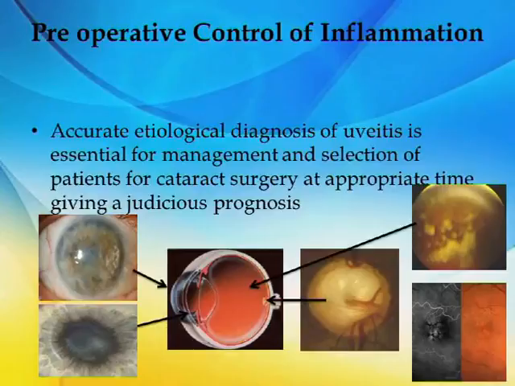You have to plan the surgery depending on the etiological cause. So accurate etiological diagnosis of uveitis is essential for management and selection of patients for cataract surgery at the appropriate time, giving a judicious prognosis. The problem may be anywhere, starting from the cornea or the angle structures, to the vitreous cavity, where a lot of opacities may be there, or optic atrophy. The comorbidities can be anywhere due to post-sequelae of ocular inflammation.